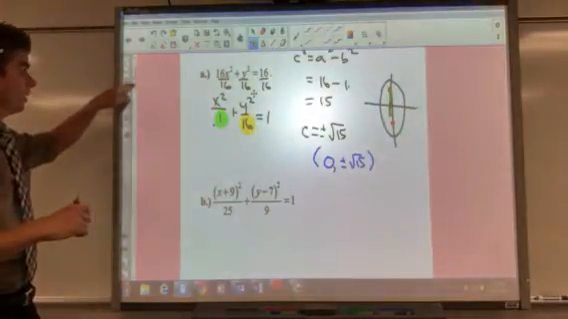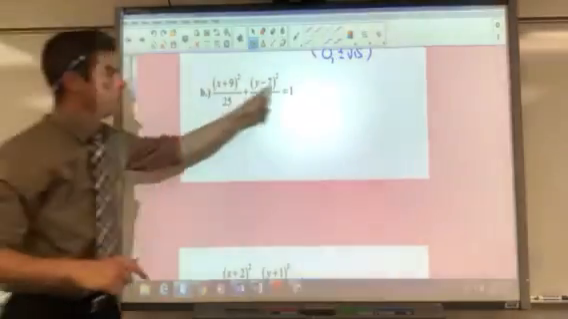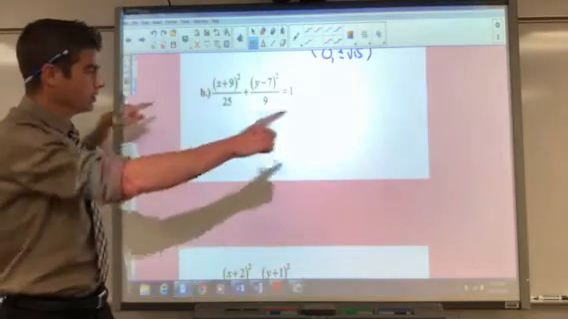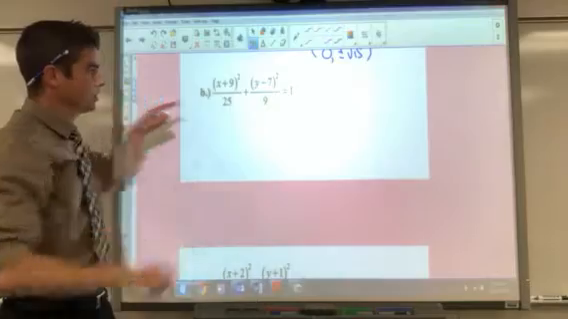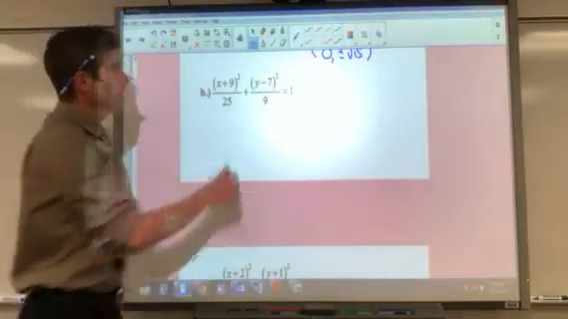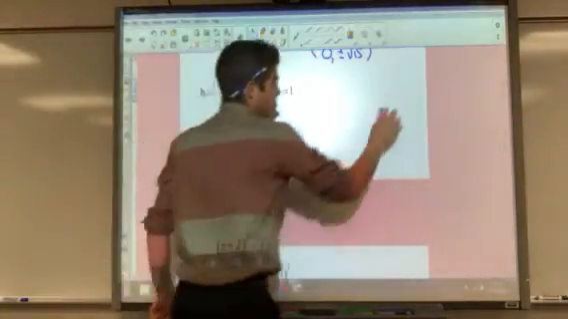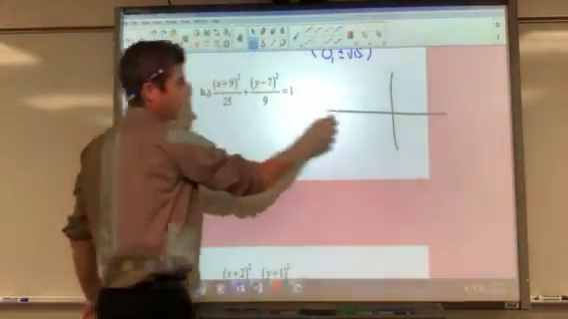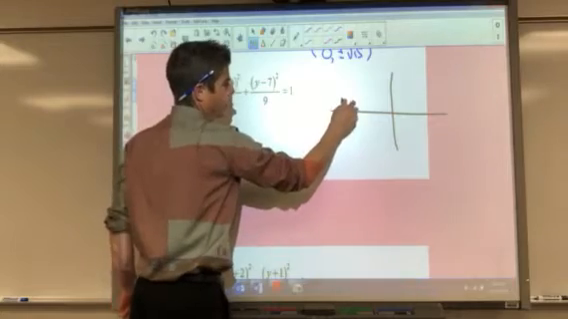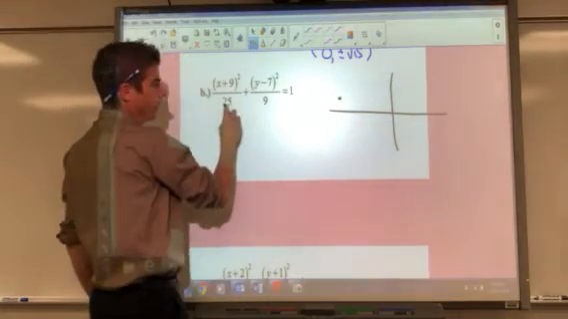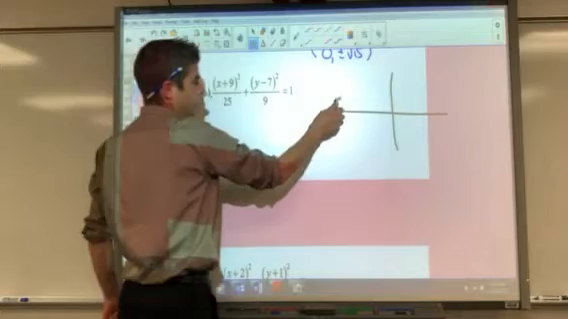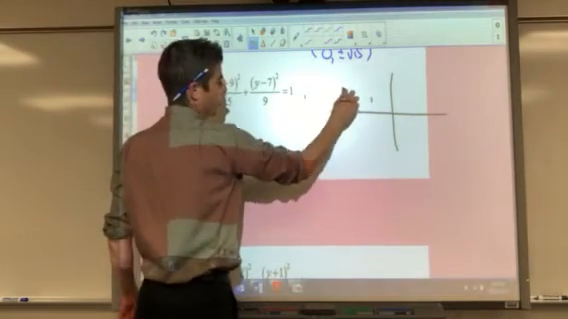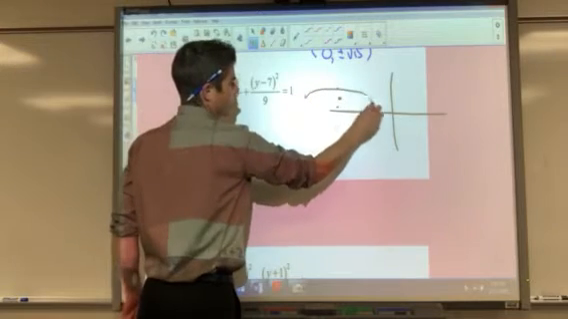For example B, notice it's already in standard form. Notice it's already a 1. This is a larger value, so in the x direction, my ellipse is opening in that direction, and the y value is a little bit smaller. Again, if I draw a sketch of this, just to make sure I know where this ellipse is centered, it's at negative 9, 7. So from that center I would go out 5 in this direction, out 5 in this direction, down 3, down 3. So here's just a sketch of the ellipse.